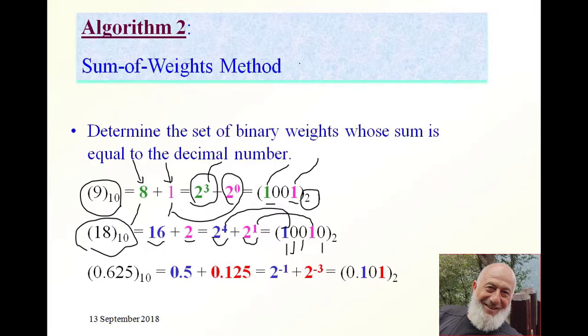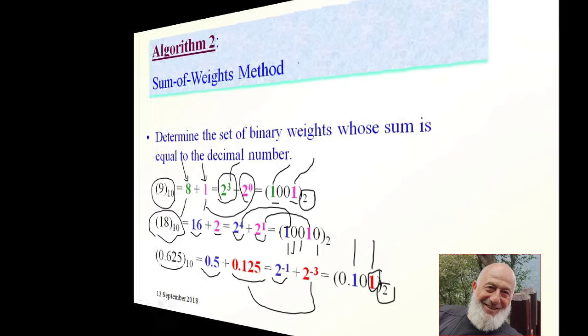Okay, in this example, this is a fractional part. This number is equal to 0.5 plus 0.125. The 0.5 is 2 to the power minus 1. So, where the weight is minus 1, there is a 1, and 0.125 is equal to this, so in this position, there is a 1. This is minus 1, minus 2, and minus 3. This is the new number.